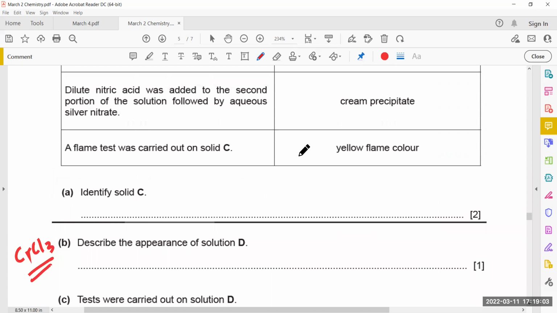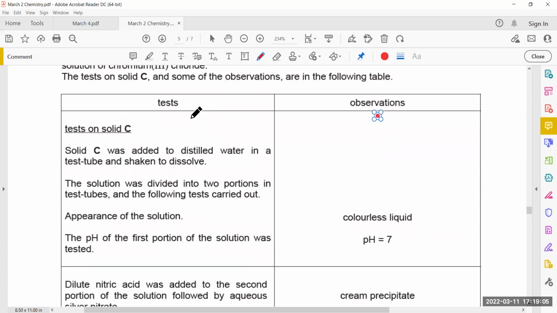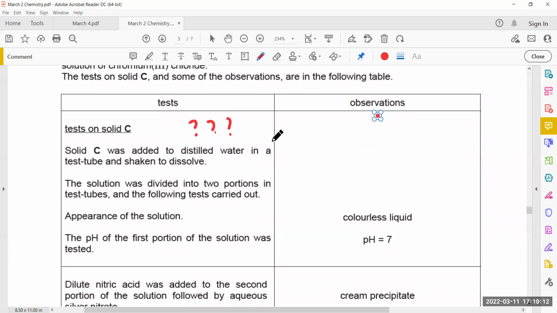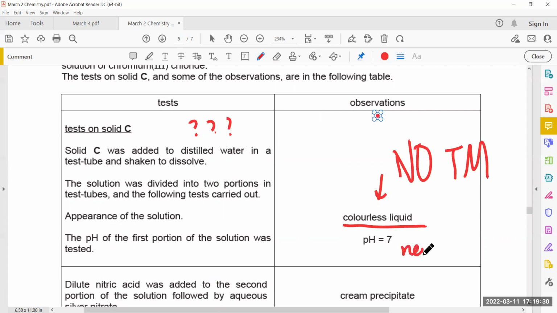For this one, solid C is don't know. So you're supposed to show that you know based on the answers. Solid C was dissolved in distilled water. The solution was divided into 2 portions. Appearance, colorless. Colorless always means no transition metal. The pH is 7, so it's neutral.